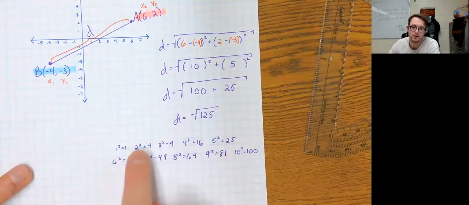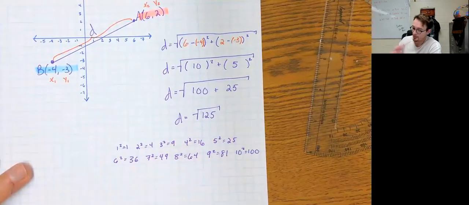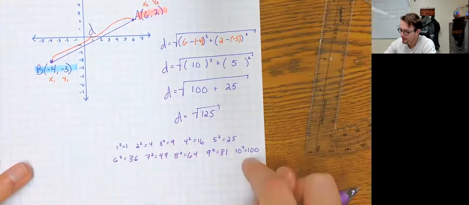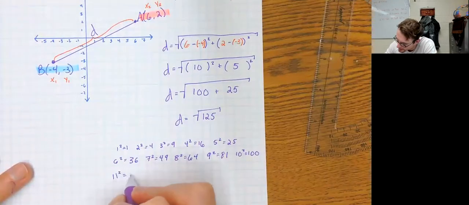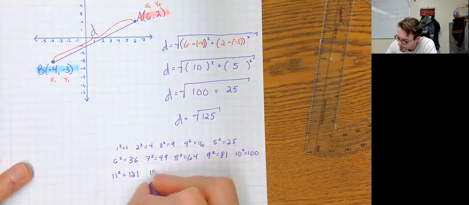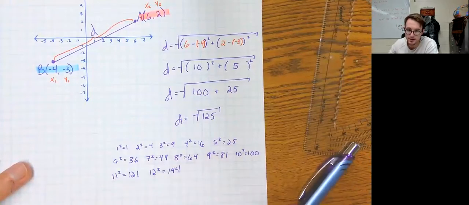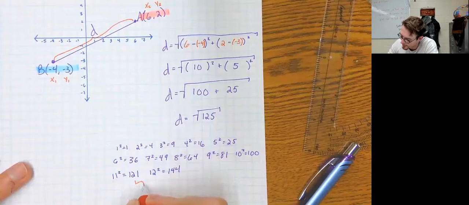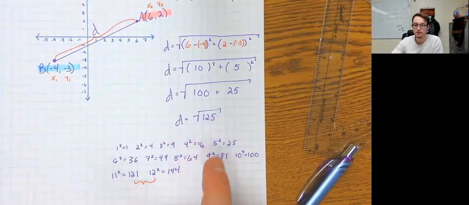And that's 1 times 1 is 1, 2 times 2 is 4, 3 times 3 is 9, 4 times 4 is 16, 5 times 5, 6 times 6, 7 times 7. What you notice is none of these equal 125. And if I do 11 squared, that equals 121. Then 12 squared equals 144. You see how it just skipped over 125? There is no perfect square root of 125.